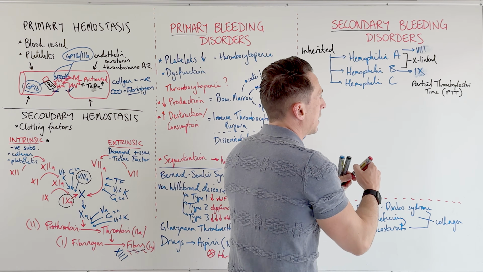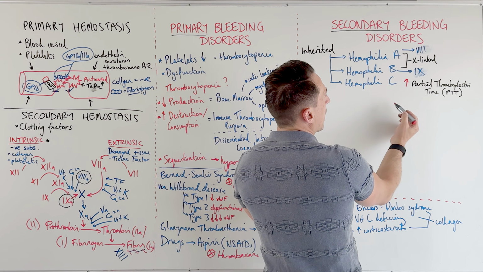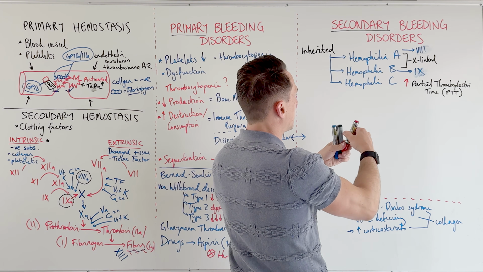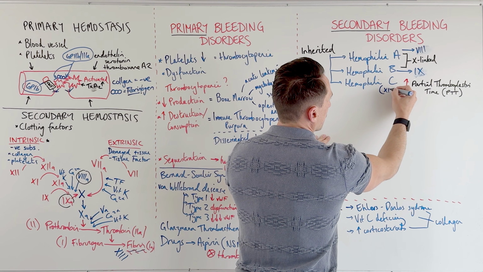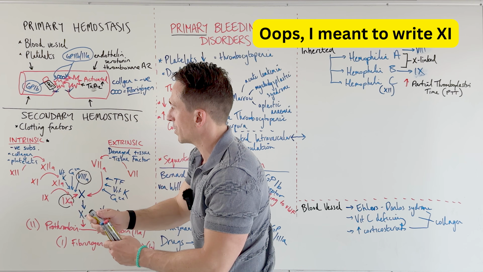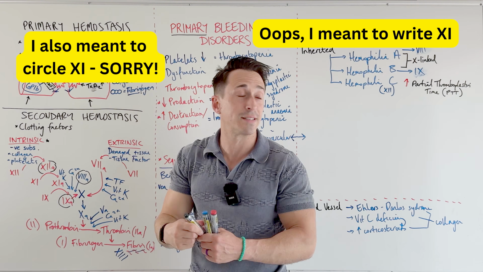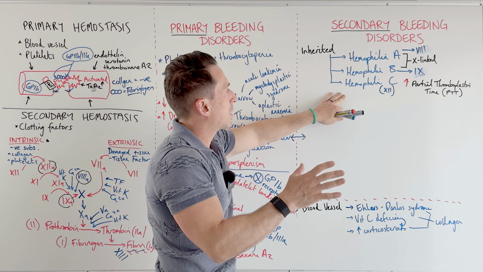So what you end up getting is an increased partial thromboplastin time when you have things like hemophilia A and B. Now, hemophilia C is a problem with factor 11. Factor 11, which is also here. So it can be looked at through that partial thromboplastin time, increased partial thromboplastin time. All right, great. What else can we look at here?